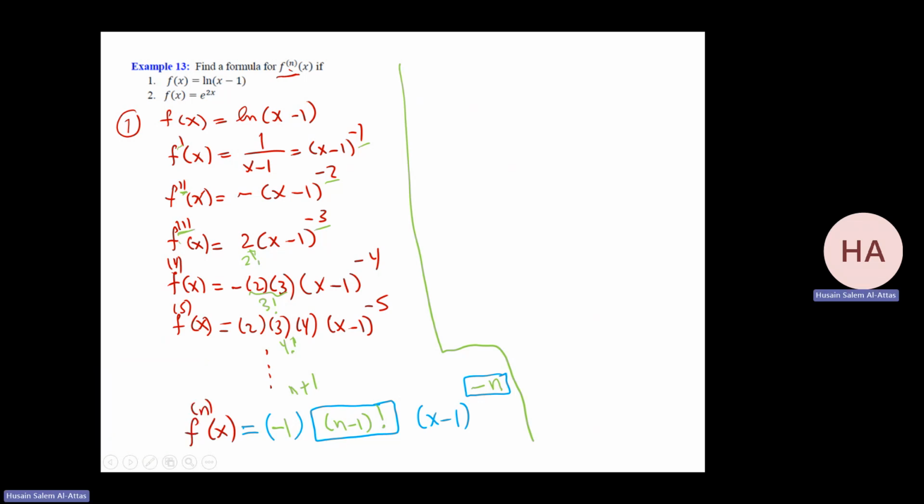Now, let me go back to the second one. I'm starting with e to the power 2x. Okay, first derivative.